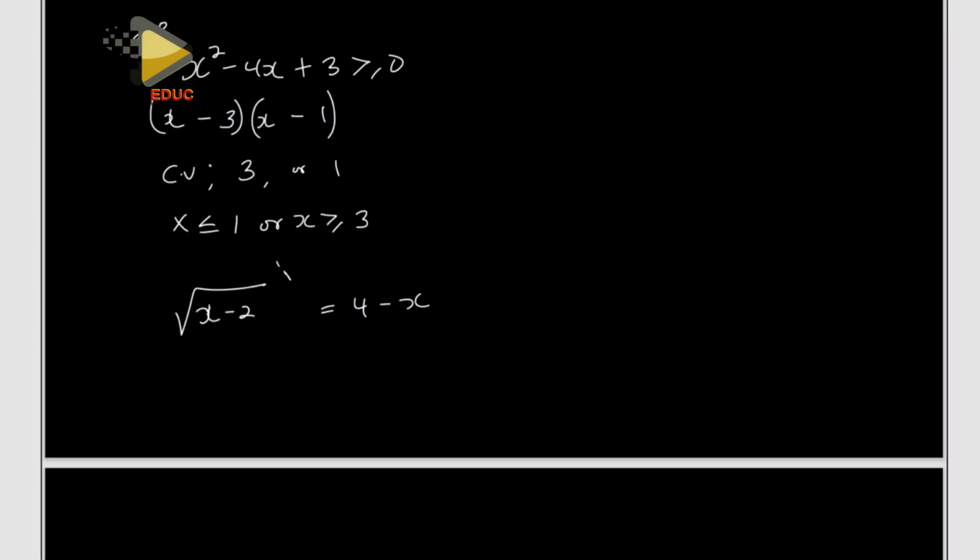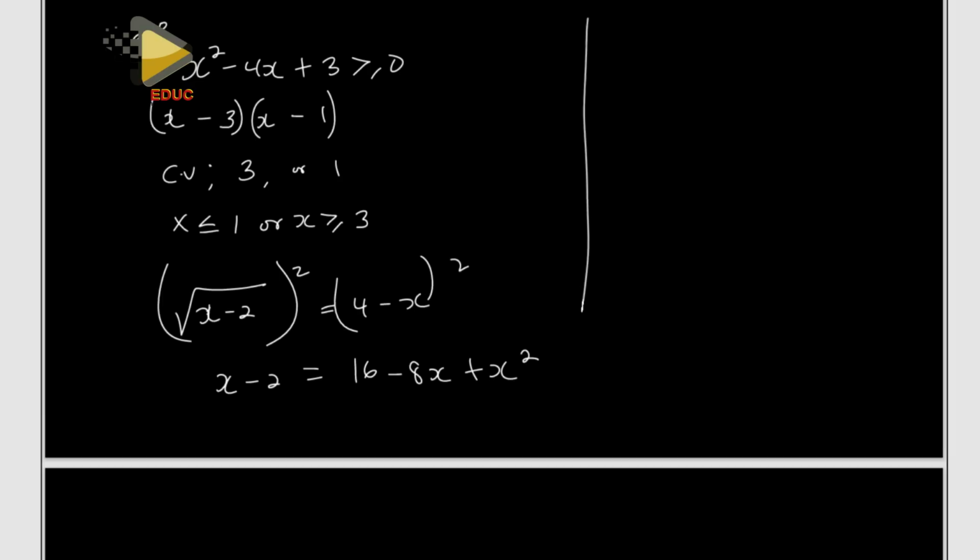Perfect. Okay, we said we're squaring this and then square that. So x minus 2 is equal to 16 minus 8x plus x squared. Let's get a standard equation: x squared minus 9x plus 18, moving everything, is equal to 0. Then I can factor this out.